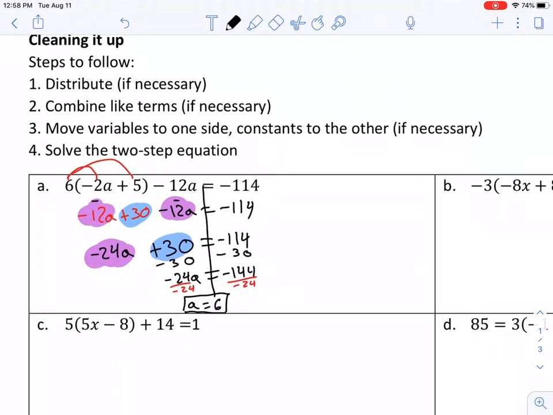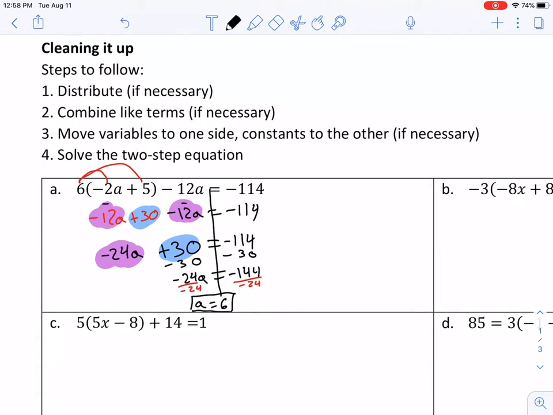Okay, so I followed my steps. I distribute, then I combine like terms on the same side of the equal sign. You can skip step 3, that's for the next lesson, and solve the two-step equation.